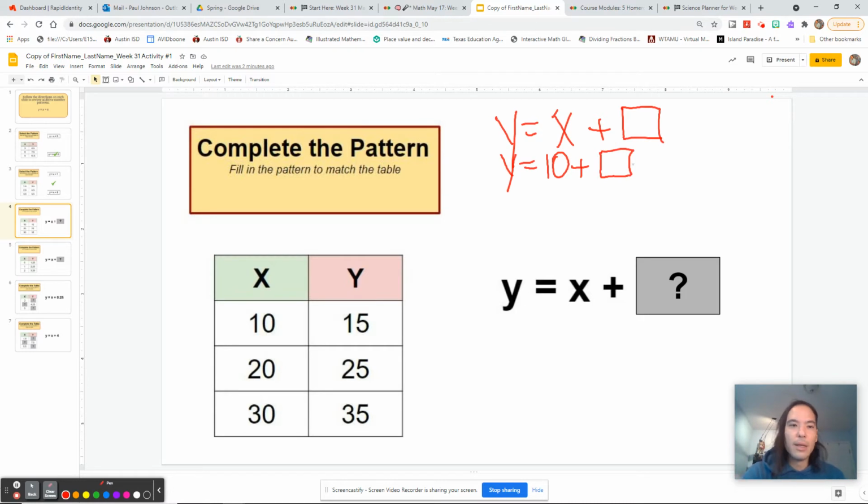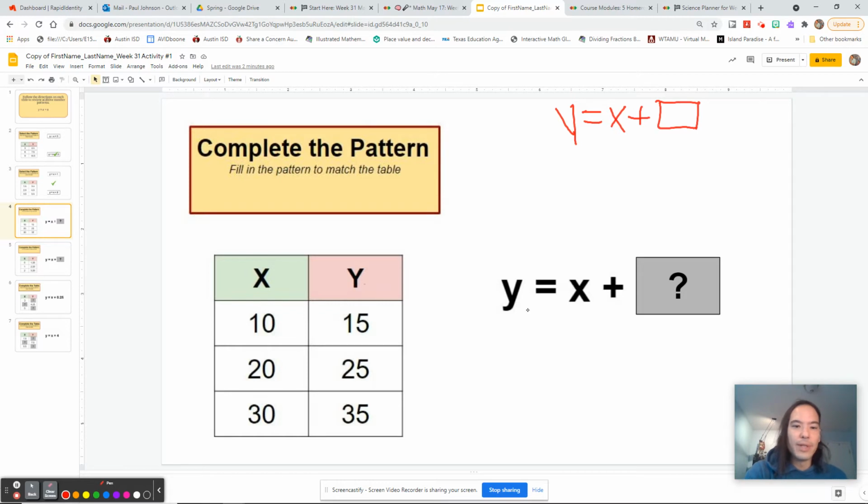Actually, let me clear this real quick. So we're going to use the formula, y equals x plus box. We do know our y. Sorry, I didn't fill in my y. So we're going to fill in x and y, because we have x and y. Y is 15, x is 10.